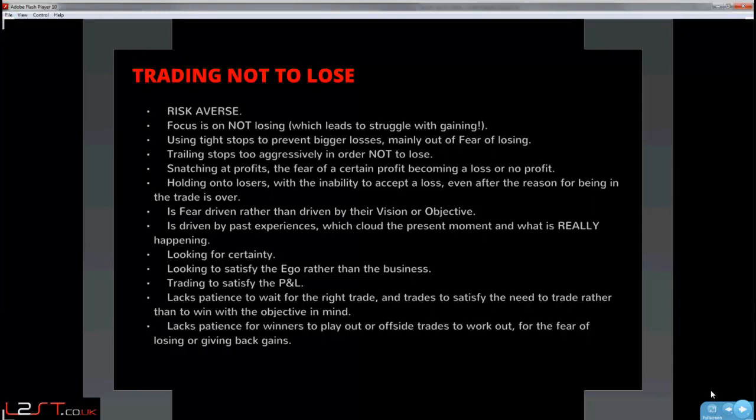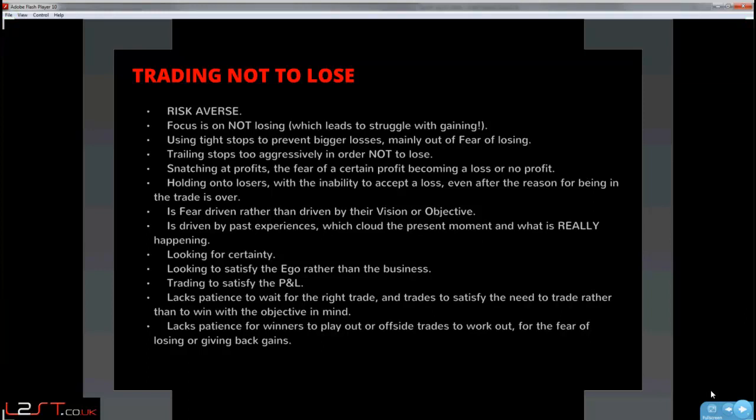Traders trading not to lose are usually fear driven rather than driven by their vision or objective. They are driven by past experiences which could cloud the present moment and what is really happening. So they see something that's setting up, it looks great, and all of a sudden past memories start flashing up on the mind's eye, and they start seeing things that happened in the past, and they start to develop a fear that it might happen again. They may have had a bad past experience, a bad trade that didn't go too well, and then they start looking back and all of these flashes of images, movies start playing in your mind's eye.